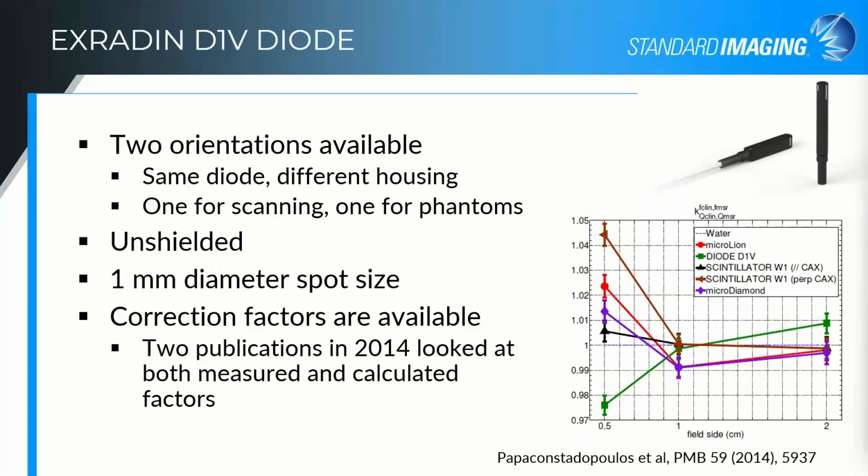For the diode, the scanning diode that we have is called the D1V. There's also a horizontal version called the D1H. This was designed really to be in solid phantoms, so it's easier to machine. But the D1V provides the least amount of perturbation there in the water around the point of measurement. It was intended to be held vertically for scanning. It's the same diode inside. It's an unshielded diode. It has 1 millimeter diameter active area, so you have good fine resolution for scanning there. And if you're looking at energy dependencies or field size dependent correction factors, there are publications that evaluated our diode, it's the green line here in this one, for small field measurements.